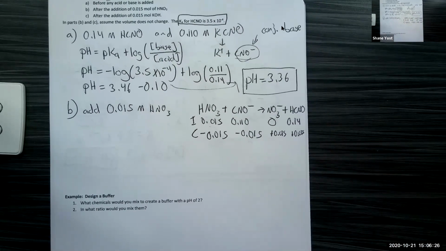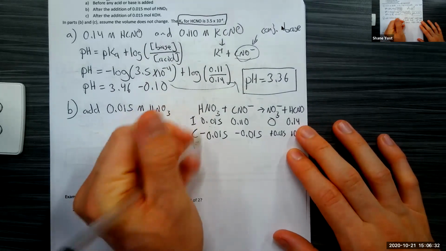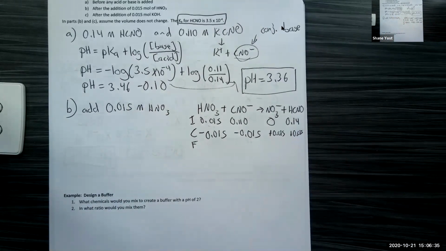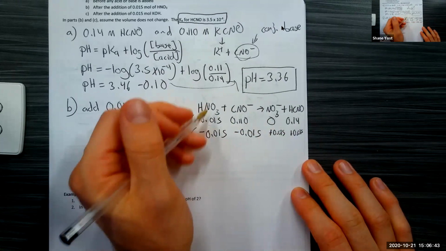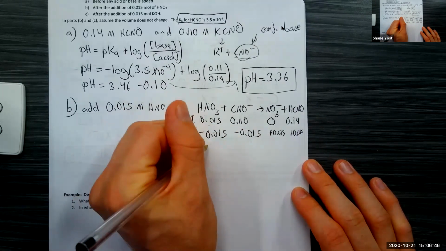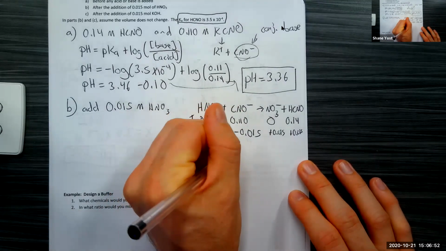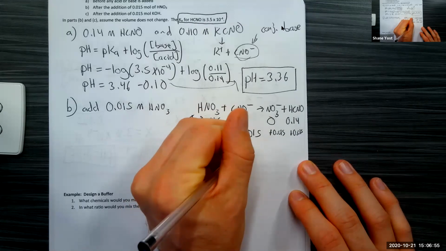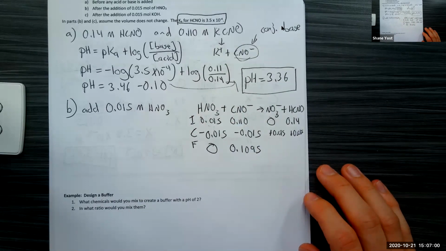Sorry, I lost some room for myself here. After this reaction goes to completion, I'm making what I'll call an ICF chart, because this doesn't go to equilibrium, it goes to completion. So I know what the change is because I'm not establishing equilibrium. Everything's reacting on the reactant side that can. I have nothing of HNO3 left. For CNO−, I have 0.1095, if I did that math correctly. No, I don't think I did that right. No, that's not right.